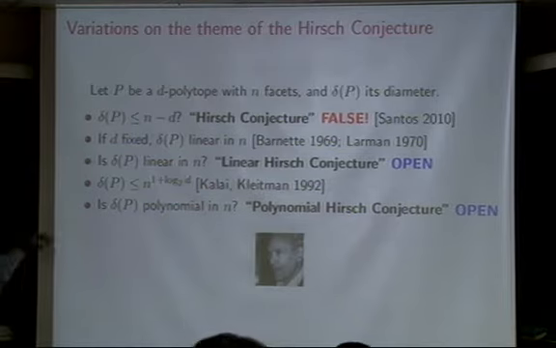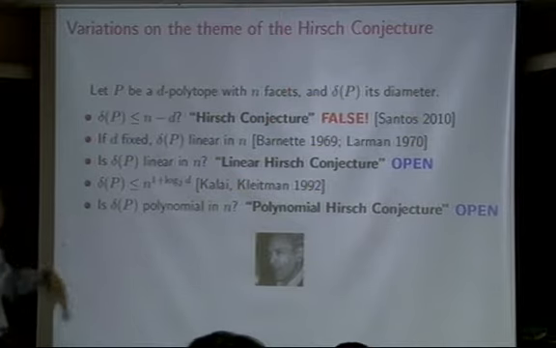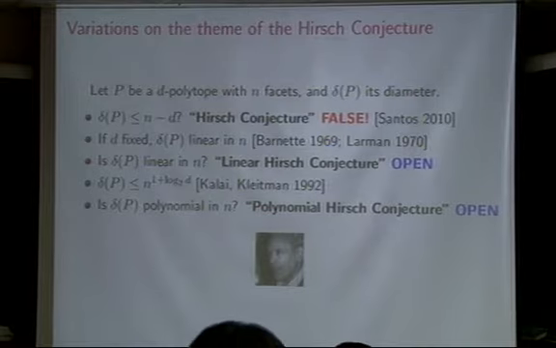And I should say that maybe these two questions, the linear Hirsch conjecture and the polynomial Hirsch conjecture, they're still kind of fair game to ask even if you deal with unbounded polyhedra. Okay?